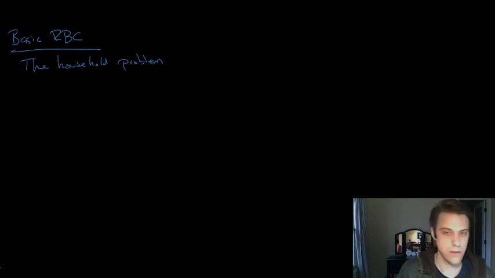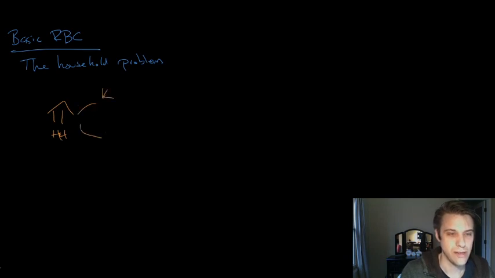All right, welcome back. So we're going to begin RBC, which, as you recall, is going to have the following structure. We're going to have a household that is going to supply capital K and labor L to a firm. Okay? And the firm, this is my little factory here.